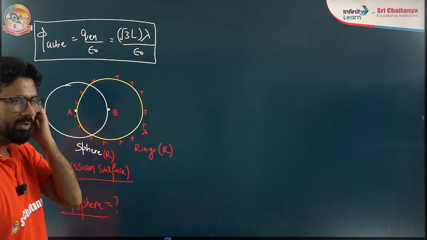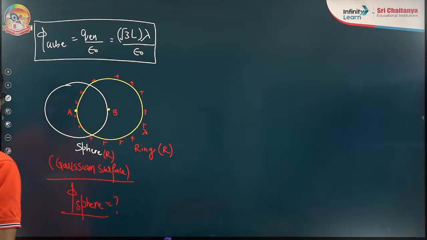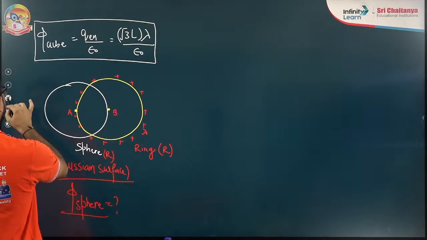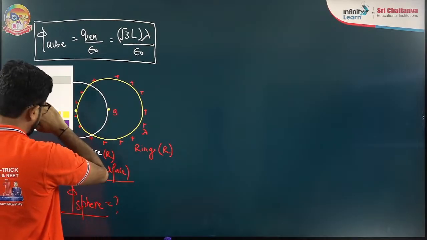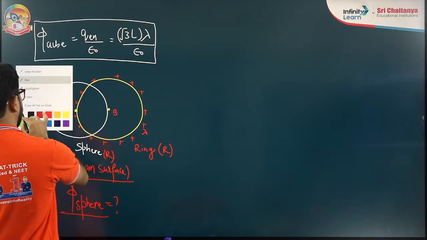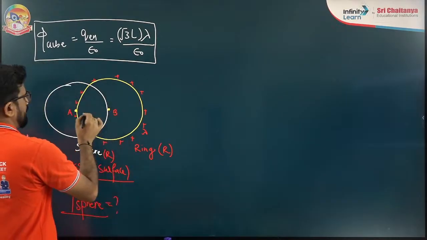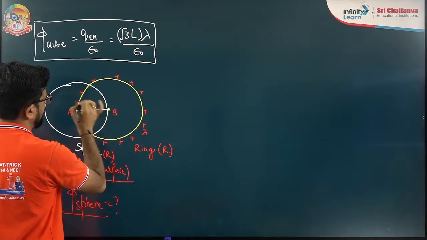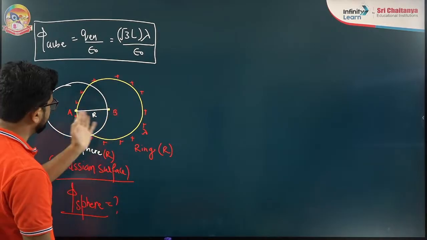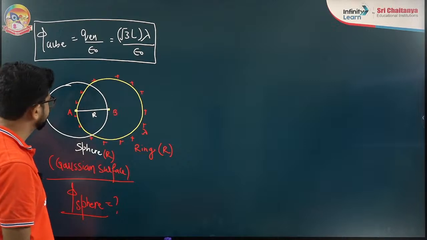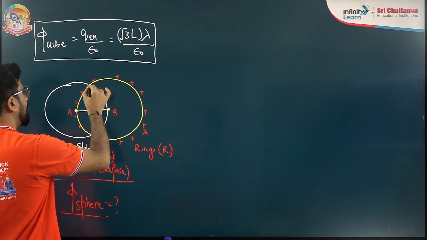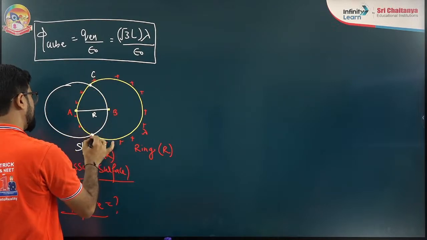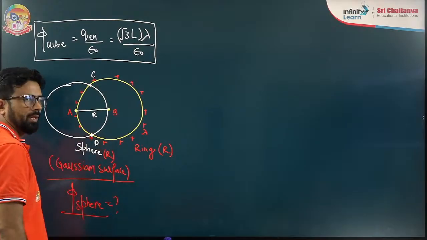Okay. Now I'm going to solve it. If you are getting the answer, you can check whether it is correct or incorrect. So please focus on the board. This distance, from here to here, is R, center to center. I'm taking this point as C, and this point as D. I'm assuming it. Any problem?